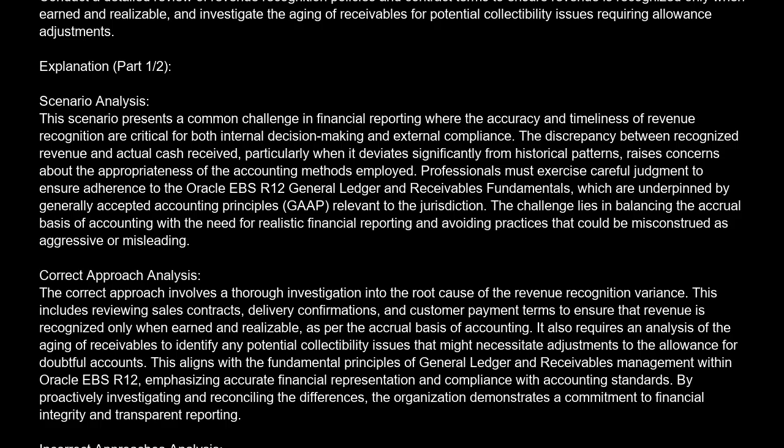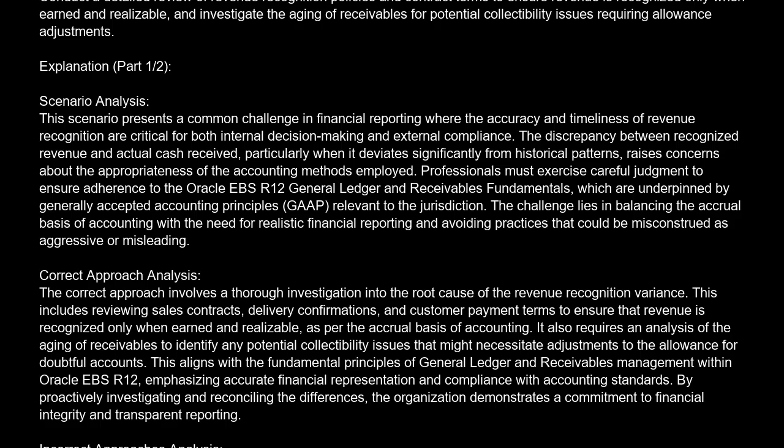This aligns with the fundamental principles of general ledger and receivables management within Oracle EBS R12, emphasizing accurate financial representation and compliance with accounting standards. By proactively investigating and reconciling the differences, the organization demonstrates a commitment to financial integrity and transparent reporting.